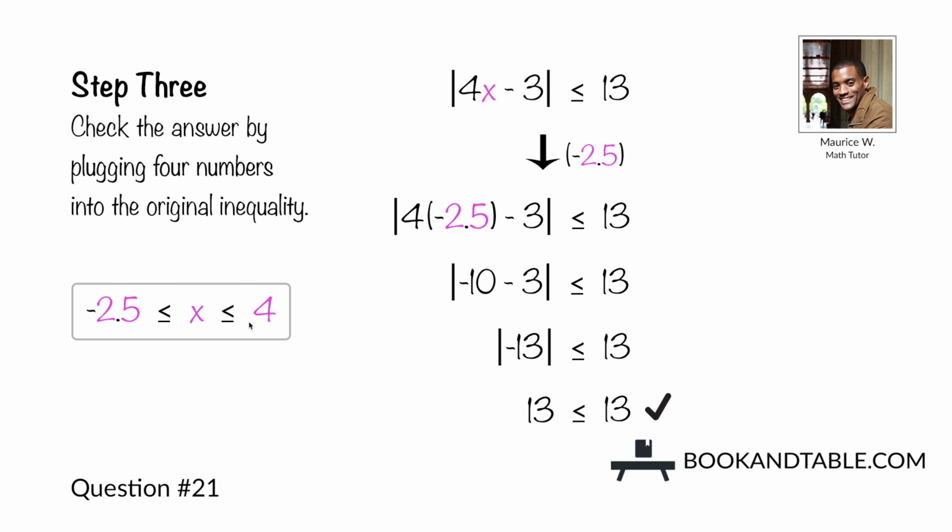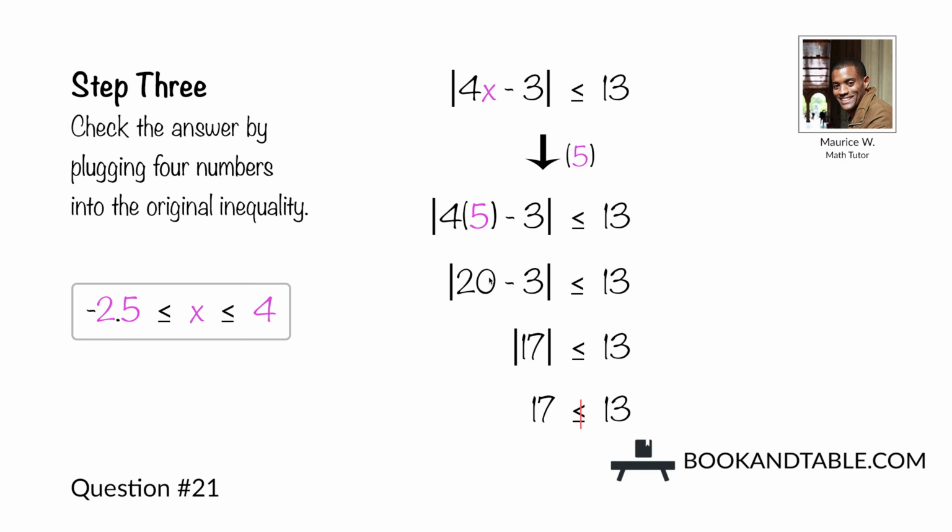So first let's plug in 4, which should work since x is allowed to equal 4. And then let's plug in 5, which should not work since x is supposed to be less than 4, not larger. So when we plug in 4 for x, we get 4 times 4, which is 16. 16 minus 3 is 13. And the absolute value of 13 is 13, leaving you with the true statement, 13 is less than or equal to 13. We then plug in 5 for x.